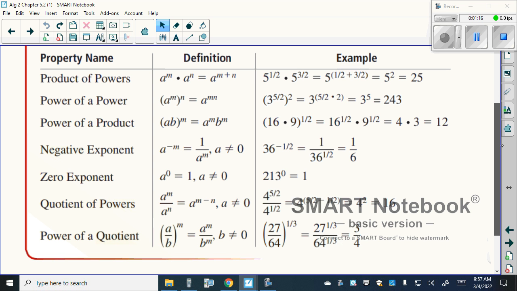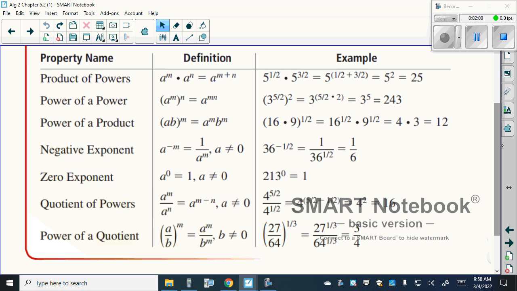Our next one is power of a power. Whenever we have a power of a power, we multiply the exponents together. Power of a product: if we have two things multiplied together to the same exponent, each term gets that exponent. That's a little bit different than addition, because if it was a plus b to the m, we have to multiply it by itself.